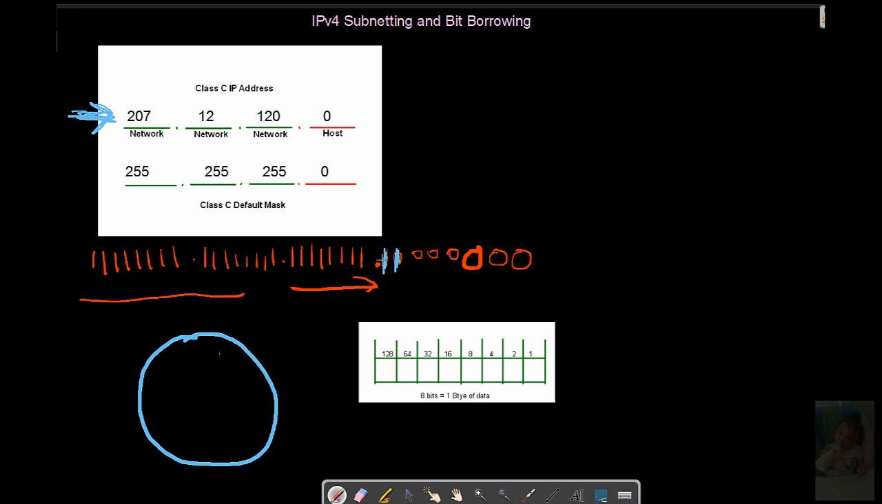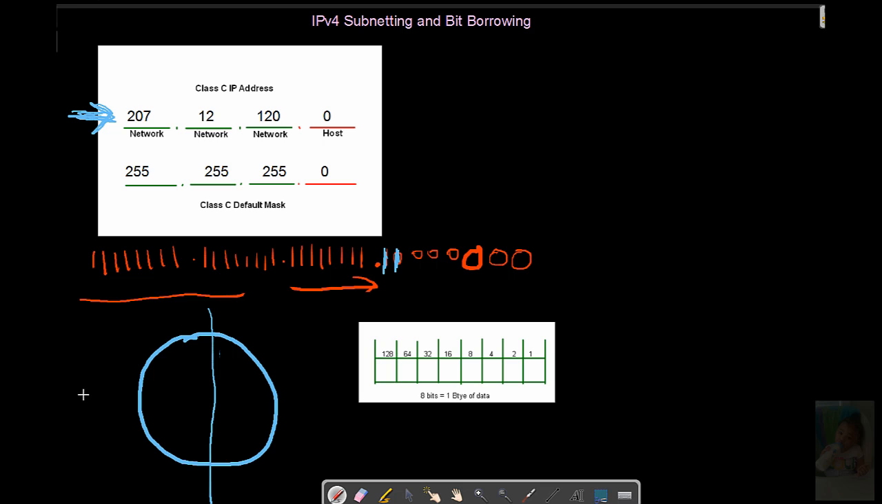When we enable this bit, we double the networks. Instead of 1, we double that, and now we have 2. Okay? This side, 207.12.120.0. This side, 207.12.120.128.